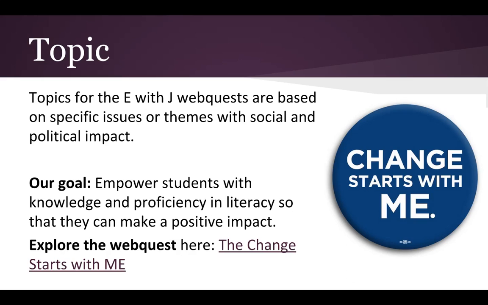Topics for the E with J WebQuest are based on specific issues or themes with social and political impact. As previously mentioned, this WebQuest is dealing with the issues of poverty and homelessness, but they can also be dealing with environmental issues, various political issues that aren't covered, or just anything that might have educational value and can be valuable for literacy and civic engagement.